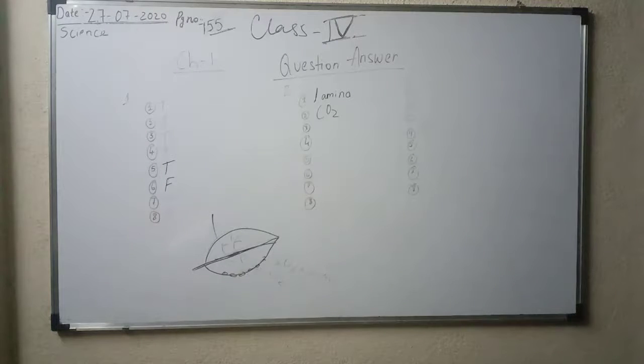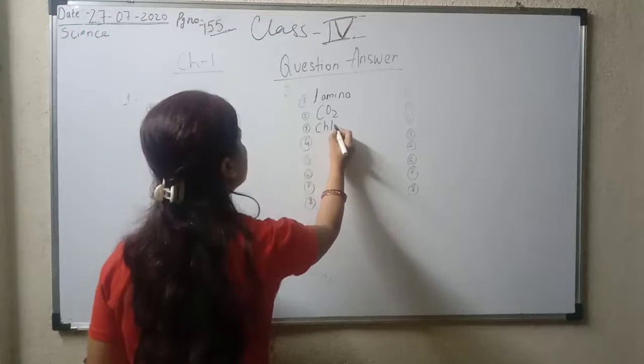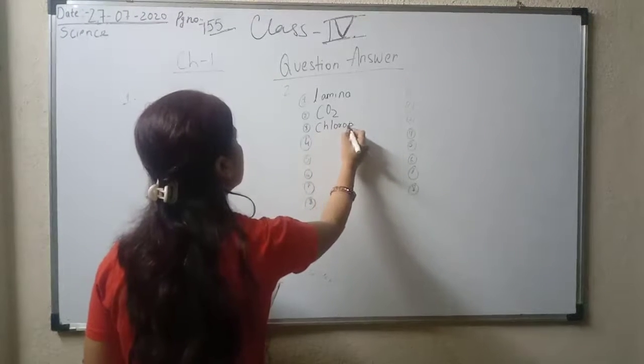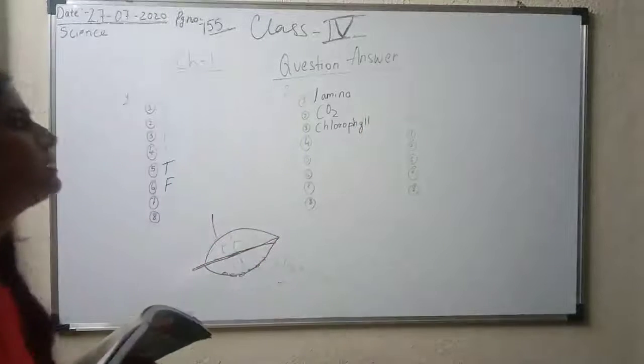Third one: chlorophyll or carbon dioxide traps sunlight during photosynthesis. Which helps in trapping the sunlight? No, carbon dioxide doesn't; carbon dioxide reacts, it doesn't help in trapping sunlight. Who helps in trapping the sunlight in the leaf? Chlorophyll. That's why chlorophyll is very important for plants, because chlorophyll only helps in trapping the sunlight.